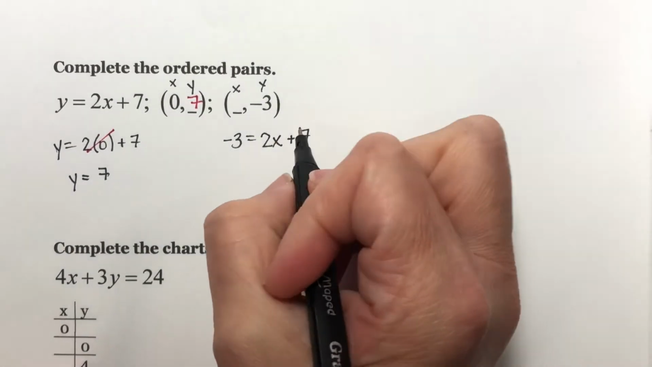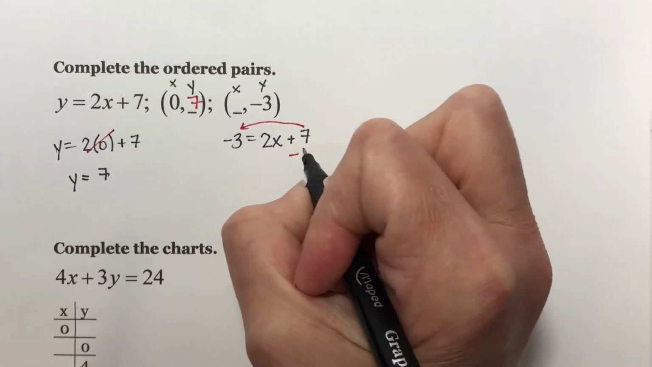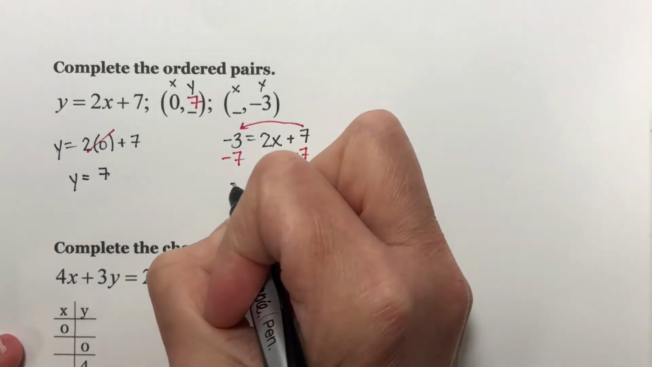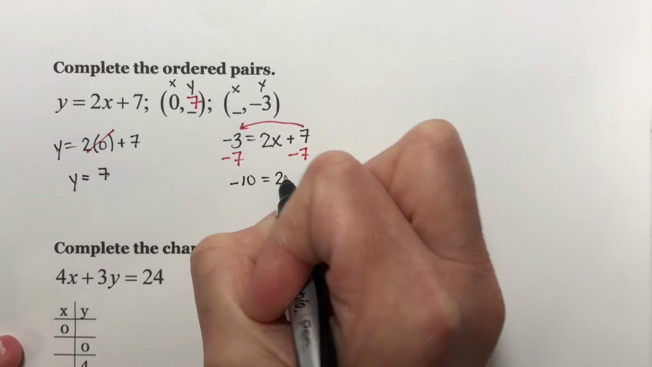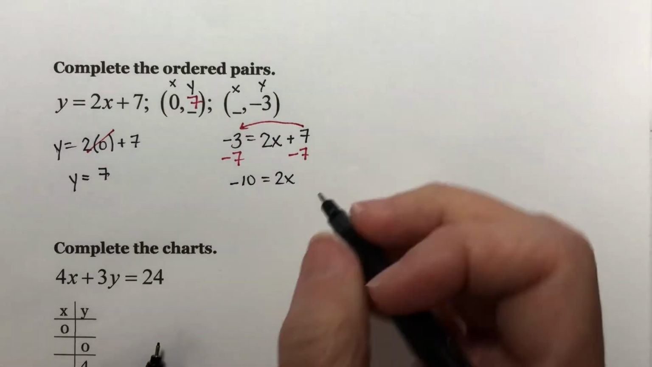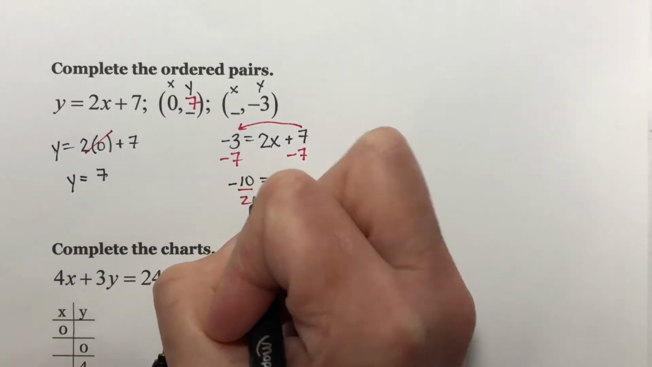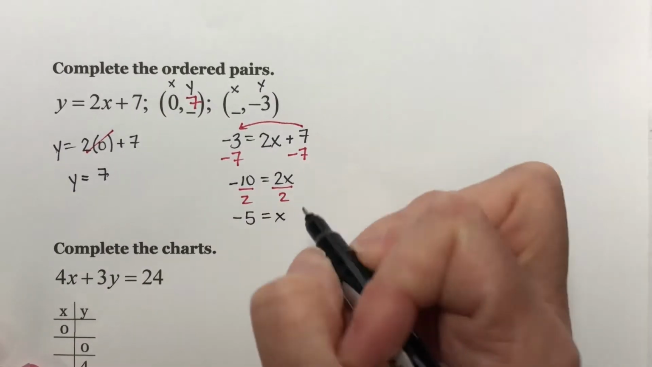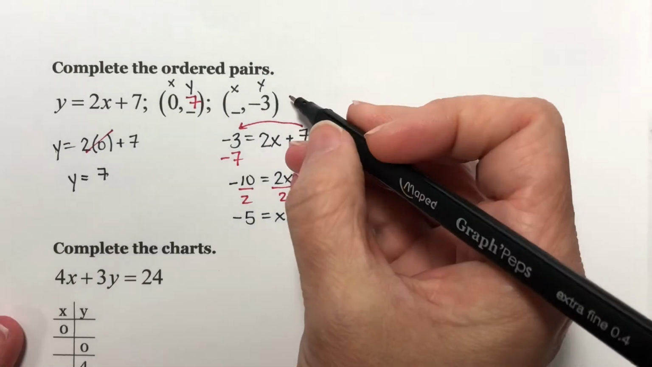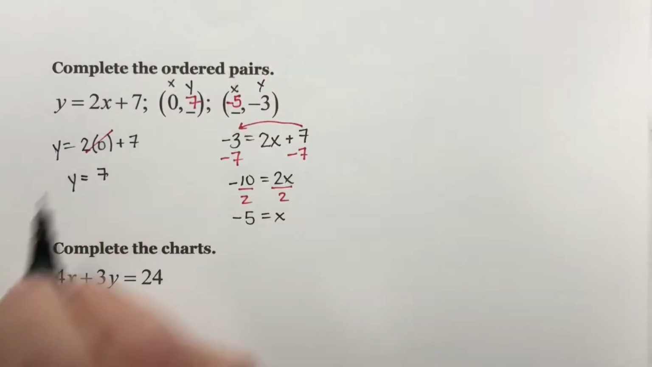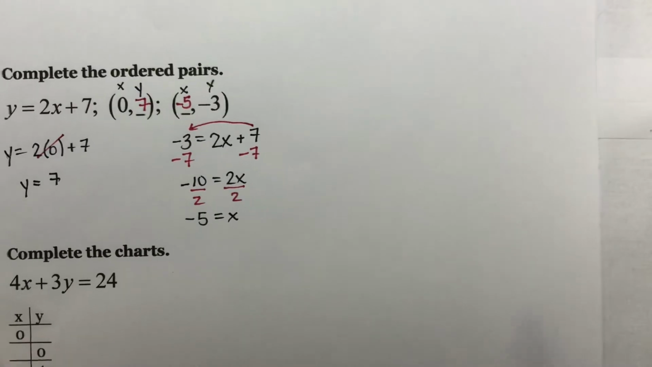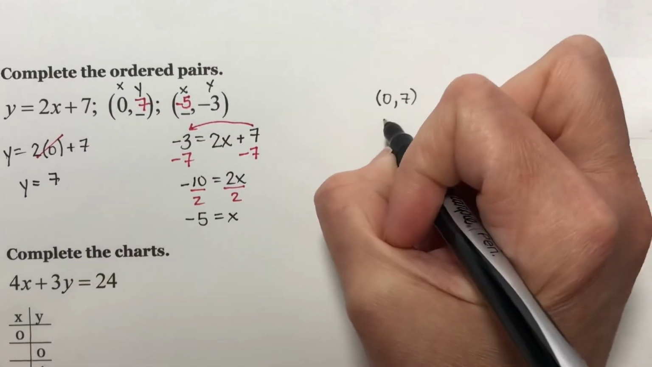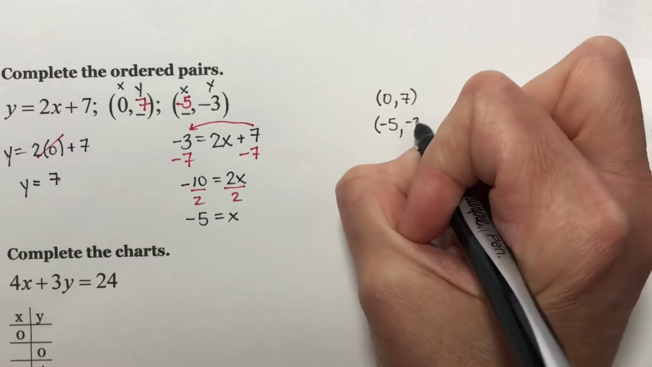To get x by itself, I need to move the 7 over here, subtract 7 from each side. -3 minus 7 would be -10, is equal to 2x. Now I need to divide both sides by 2, and I get -5 is equal to x. So this ordered pair would be -5, -3. To make it a little more clear, your answers are 0, 7, and -5, -3.